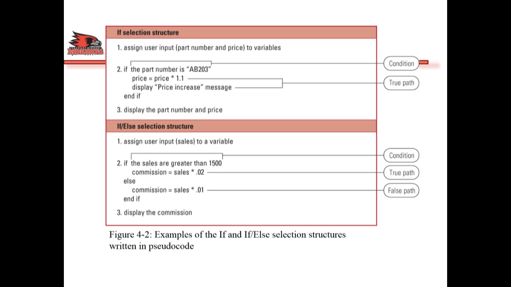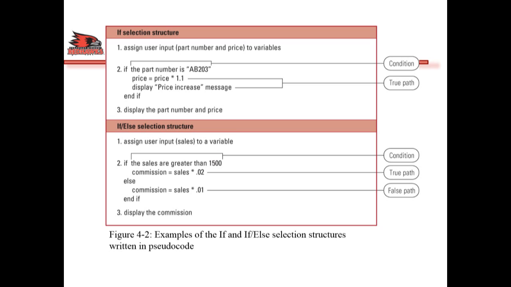Here are some more examples. For the first example, in the if selection structure, after assigning inputs to variables, the inputs here are part number and price. You look at the part number input. If it's AB203, so suppose somebody enters the text AB203 in the text box where we are expecting a part number, then you take the input price, multiply it by 1.1, so it increases by 10%, and then display a message, price increase. So the user will understand that for that part there is a price increase, and that's signified by the end if statement. For that condition, you end right there. Those are the two lines of code.